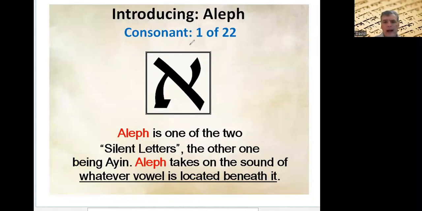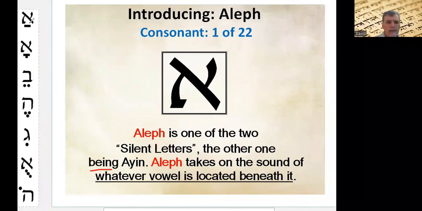So the other one being Ein. And we're just going to read this through. Aleph is one of 2 silent letters, the other one being Ein. Aleph takes on the sound of whatever vowel is located beneath it. And so you're going to see, actually I'll just widen my screen a little bit. Here's a picture of vowels that appear beneath certain consonants.